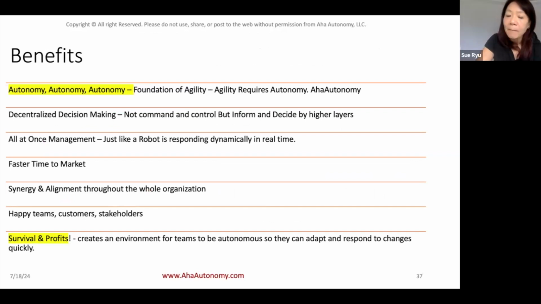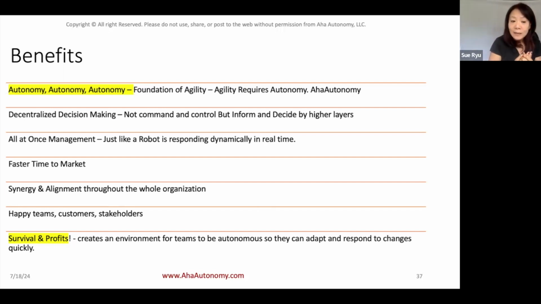Again, I just want to wrap up. What are the benefits of using the subsumption architecture? It's autonomy. I think it's the foundation of agility, and having agility requires autonomy. So my company name is, guess what? It's called Autonomy. And as you've seen, I hope I explained how it decentralizes the decision-making process. It's not command and control. It has layers, but it works with signals to enable autonomy on those hierarchical layers.